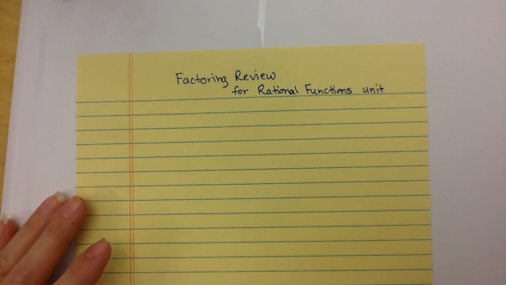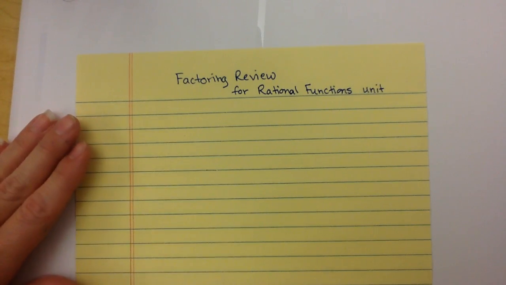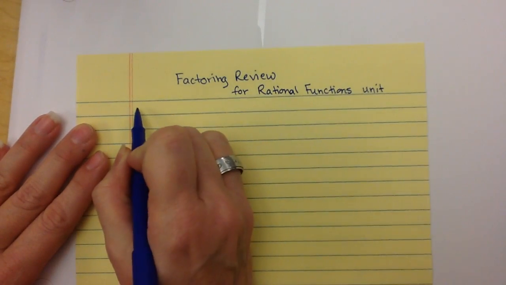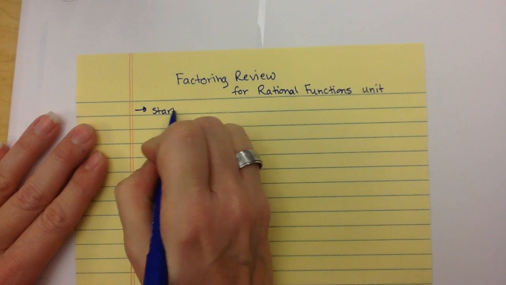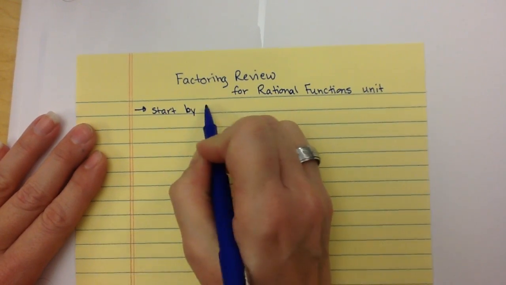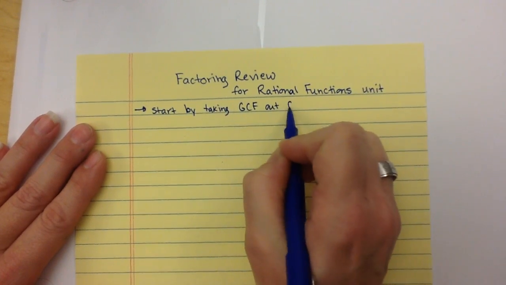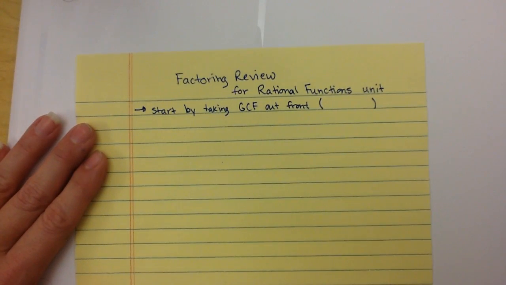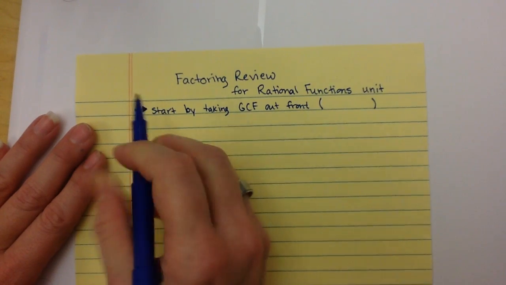Before we start our rational functions unit, we need to do a review of factoring, because almost every problem we do with rational functions, we need to be able to factor. So, if you remember, the very first thing we do in any kind of factoring is start by taking a GCF out front of the entire problem, and we want to put the rest of the problem in parentheses. Not every problem is going to have a GCF, but we always want to start by seeing if there is one. And then after that, we want to see how many terms there are.